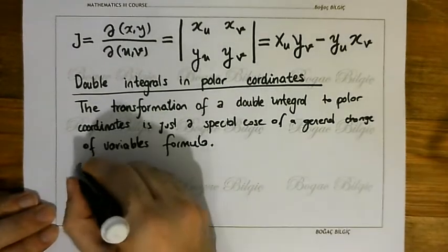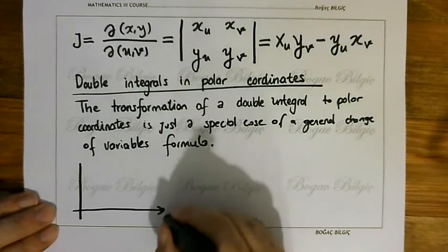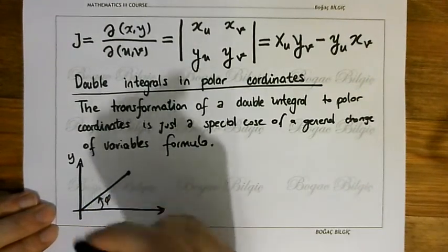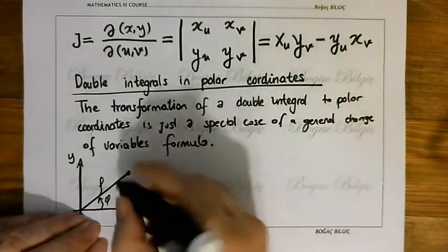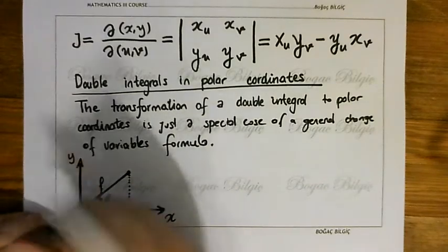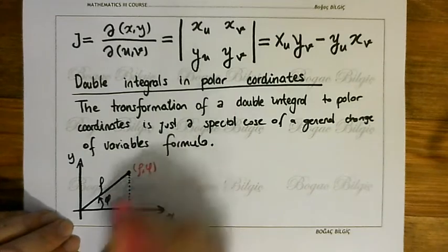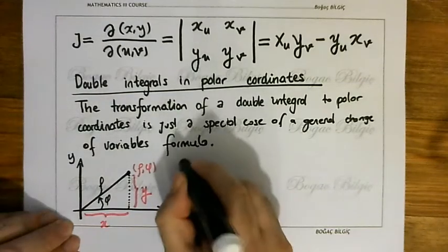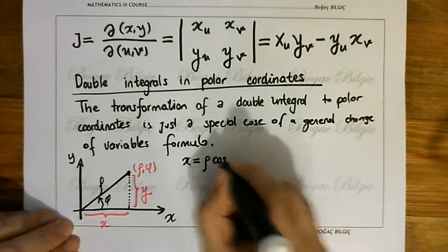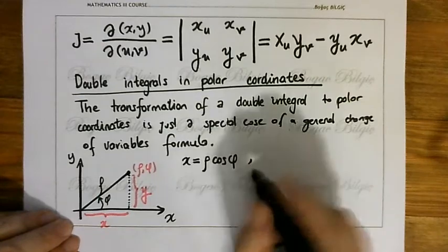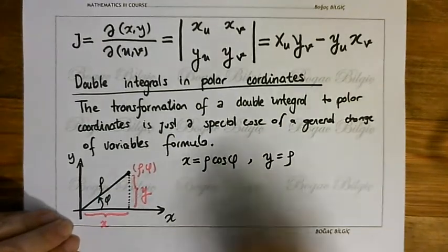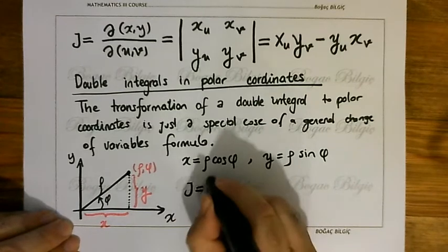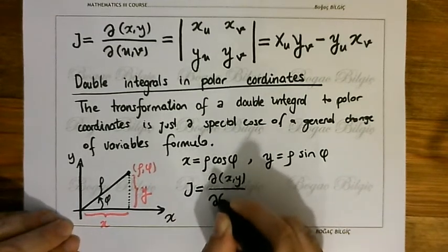So these are Cartesian coordinates x, y, and polar coordinates rho and phi. And so x is equal to rho cos phi and y is rho sin phi. The Jacobian is ∂(x,y)/∂(rho,phi).